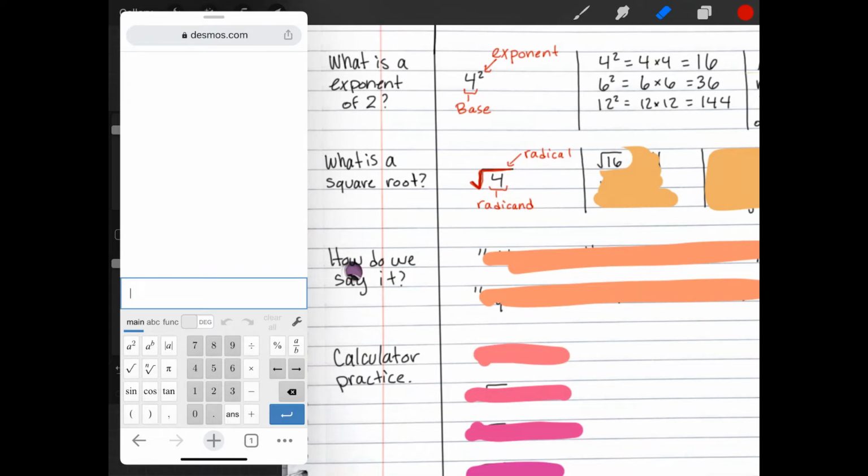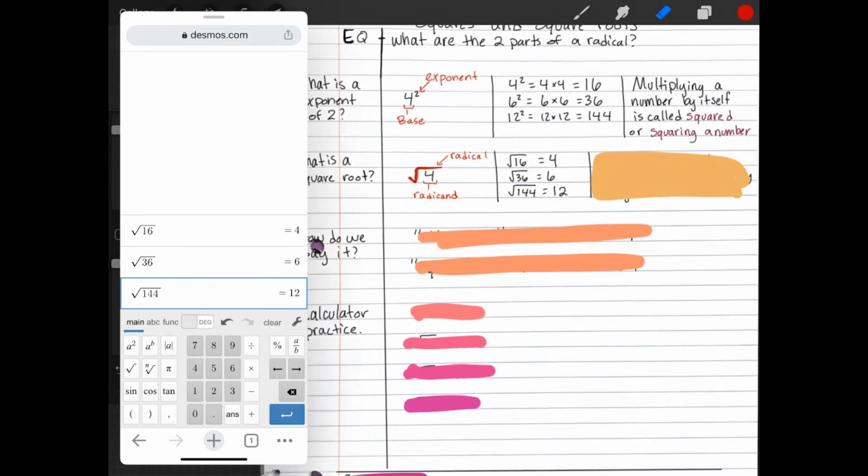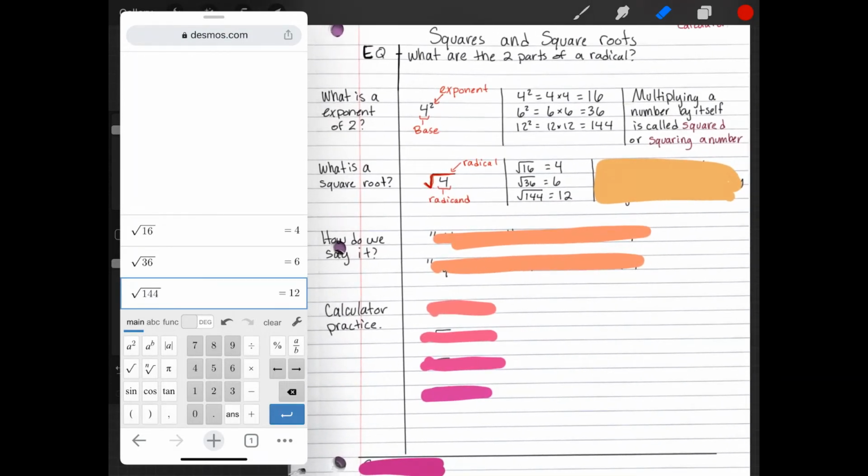If we have the square root of 16, if we put that in the calculator, we have the square root of 16 is equal to 4. Okay, let's try this one. The square root of 36 is equal to 6. And then the last one, the square root of 144 would be 12.